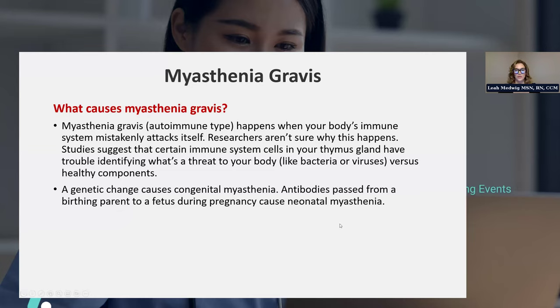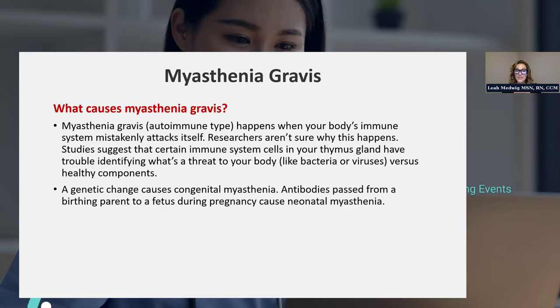So yeah, we're not sure. But like you said, it could be congenital. Antibodies pass from a birthing parent to a fetus during pregnancy, causing neonatal myasthenia. And that is so rare. I've never seen that happen. I've never heard of it happening. But apparently it does, because this is all from the Cleveland Clinic, so it's been documented that it's happened.